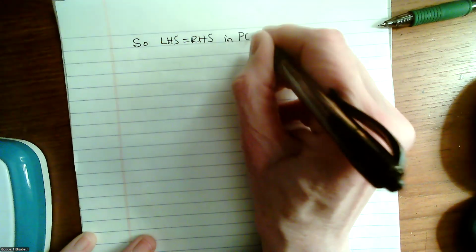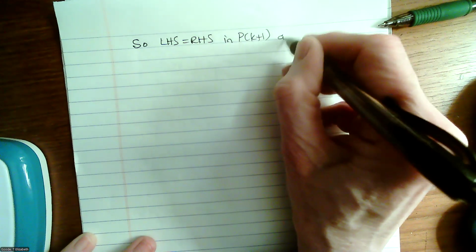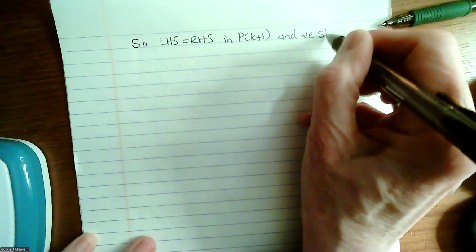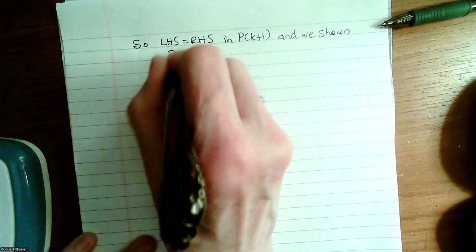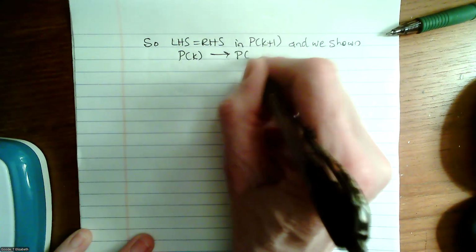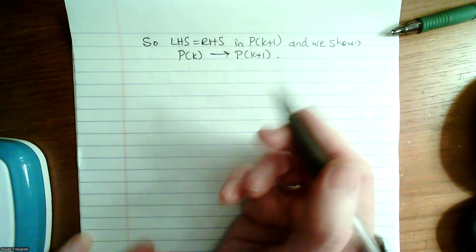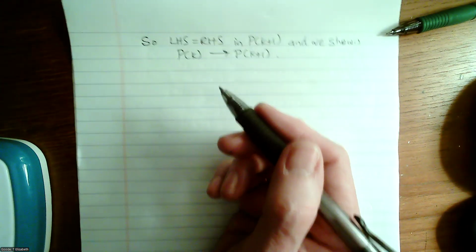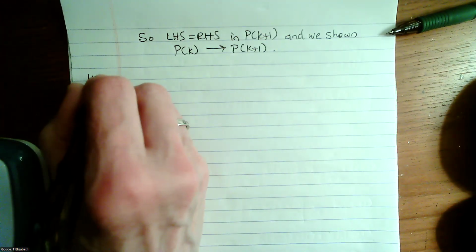So the left-hand side equals the right-hand side in P of K plus one. And we have shown that if we have P of K, then we can get P of K plus one. And then the last step is to invoke the PMI. And we haven't talked about that.